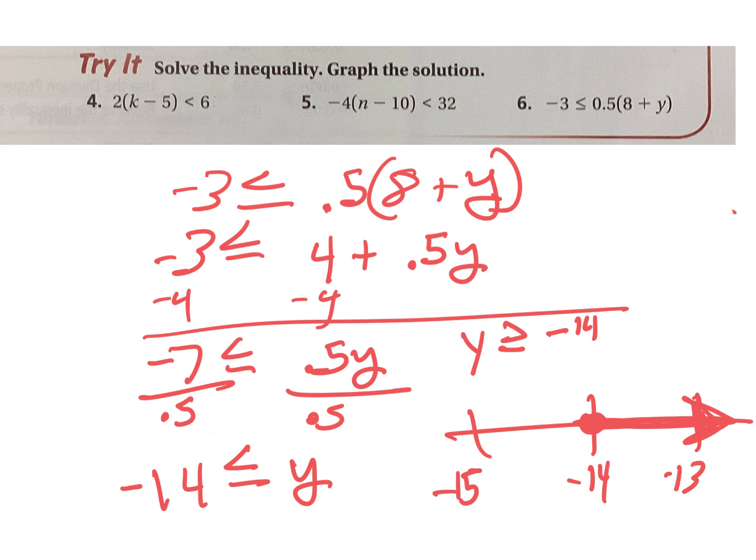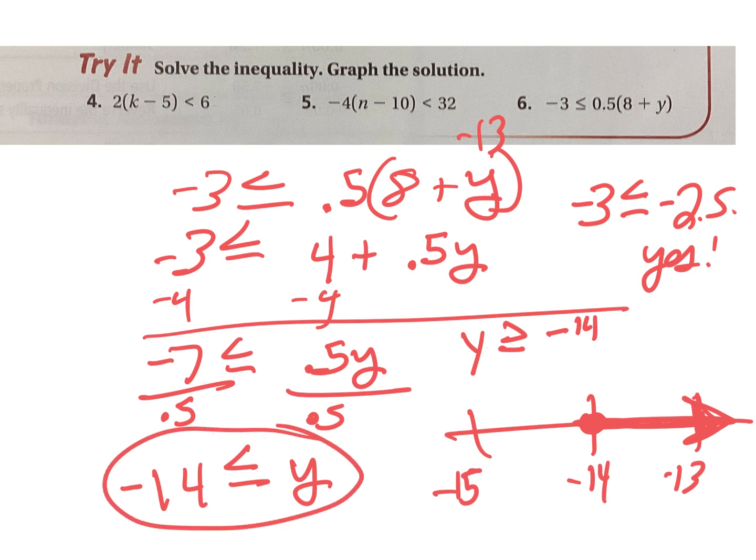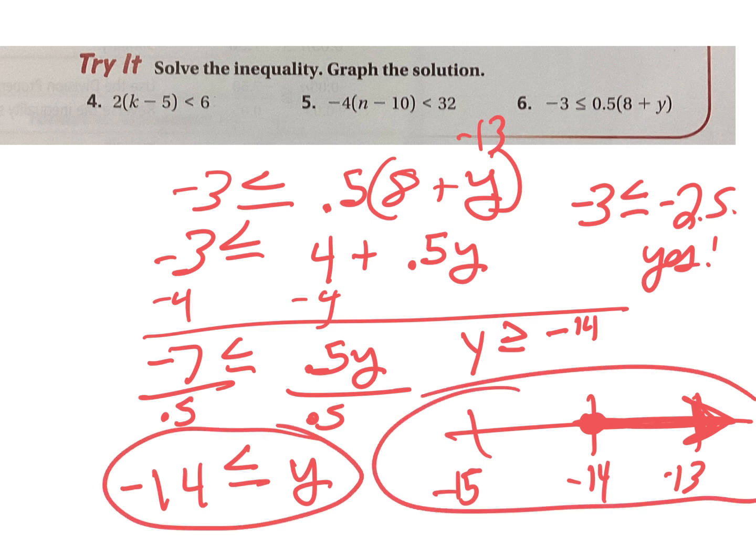So let's try negative 13. If I have a negative 13 in here, 8 plus negative 13 is a negative 5. And negative 5 times 0.5, that's a negative 2.5. Is negative 3 less than or equal to negative 2.5? Yep. So this is my solution, and this is my graph.